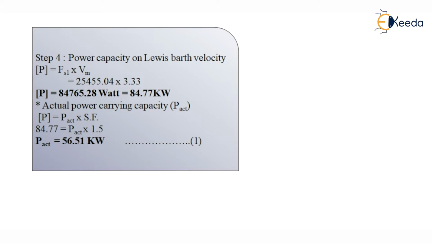Step 4 is to calculate power capacity on Lewis Barth velocity. So P is equal to Fs1 multiplied by Vm. So I get the value for P as 84765.28 watt, that is 84.77 kilowatt. Next, actual power carrying capacity, that is P actual. So P actual is equal to power divided by service factor. So I get the answer for the P actual as 56.51 kilowatt.